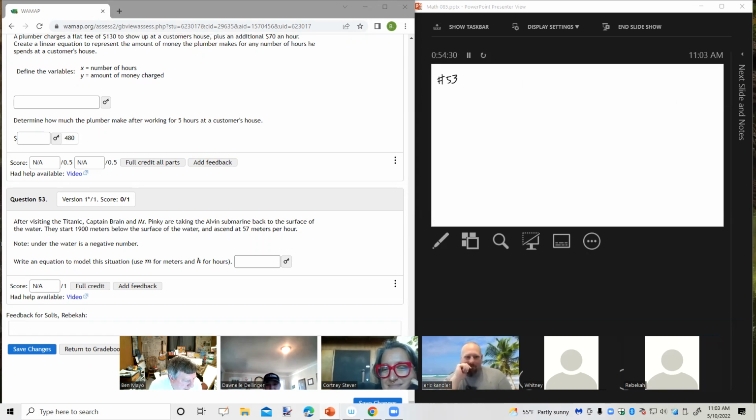Okay. After visiting the Titanic, Captain Brain and Mr. Pinky are taking the Alvin submarine back to the surface of the water. So here's Pinky and the Brain submarine, and they're 1,900 meters below the surface. And it says under the water is a negative number. So their altitude is negative 1,900 meters, okay? Pictures sometimes help. Obviously, I need help. Write an equation to model this situation. So they start 1,900 meters below the water and ascend at 57 meters per hour. All right.